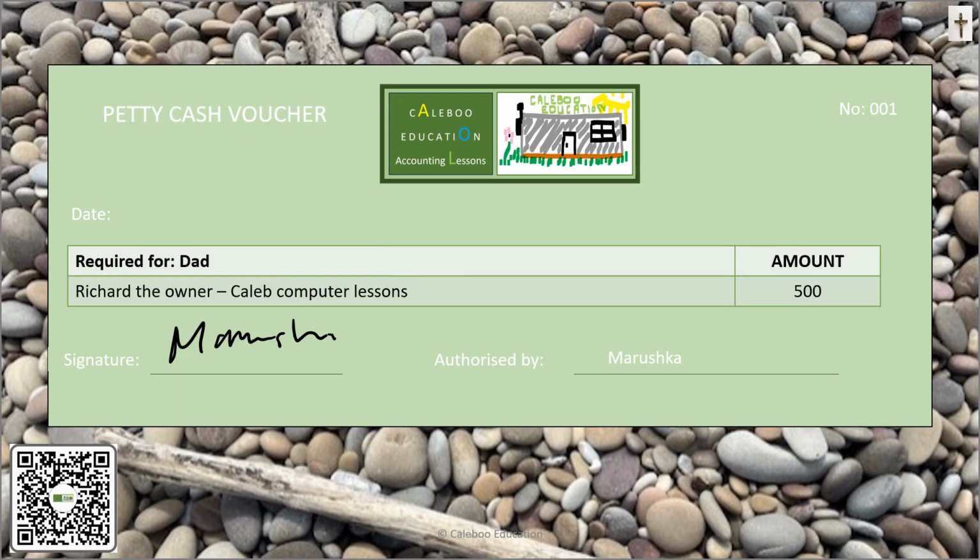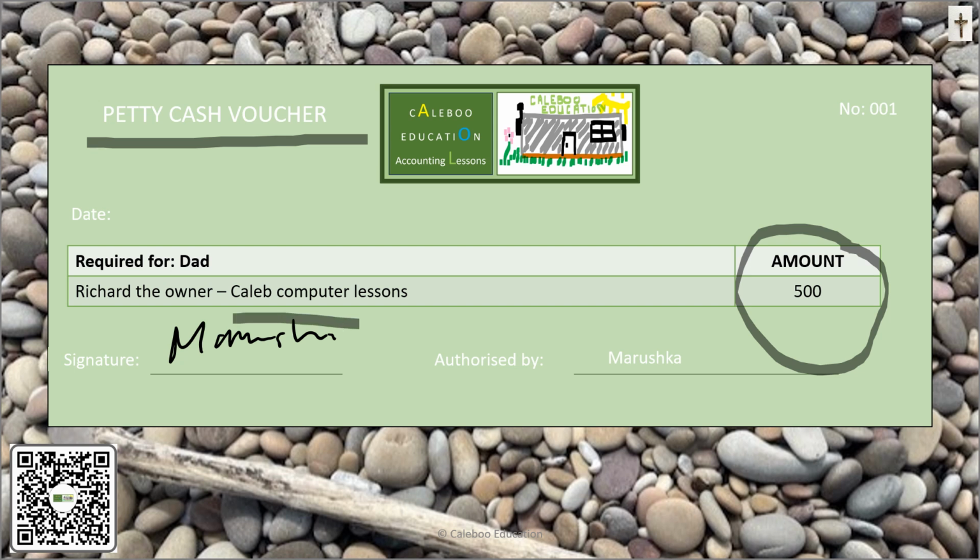And one more document for the purposes of this video. We have here a petty cash voucher, and a petty cash voucher is filled in when a purchase is made from the business's petty cash, money that's kept to make small payments. Here you can see I withdrew 500 Rand from the petty cash in order to pay for Caleb's computer lessons, and it was signed off by Marushka, who controls the petty cash.